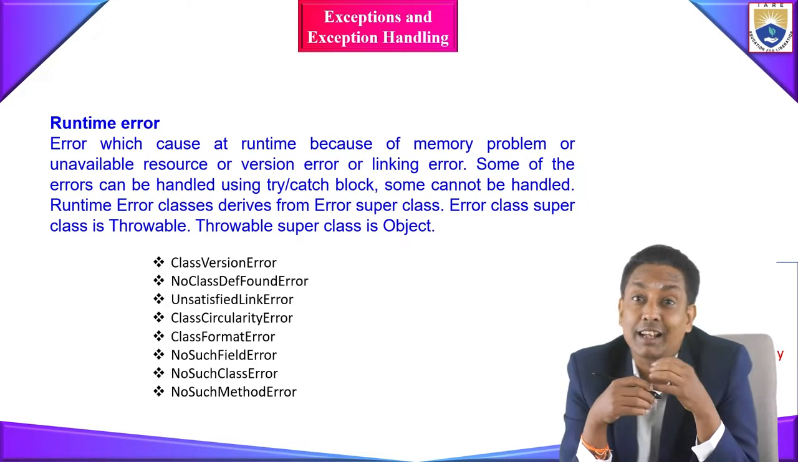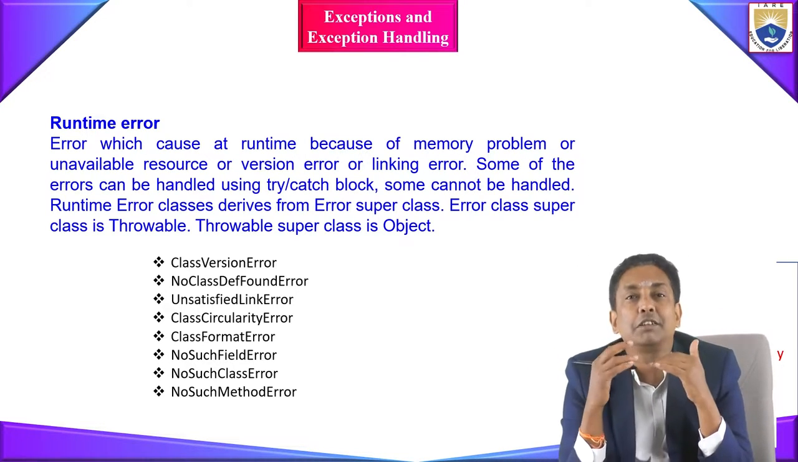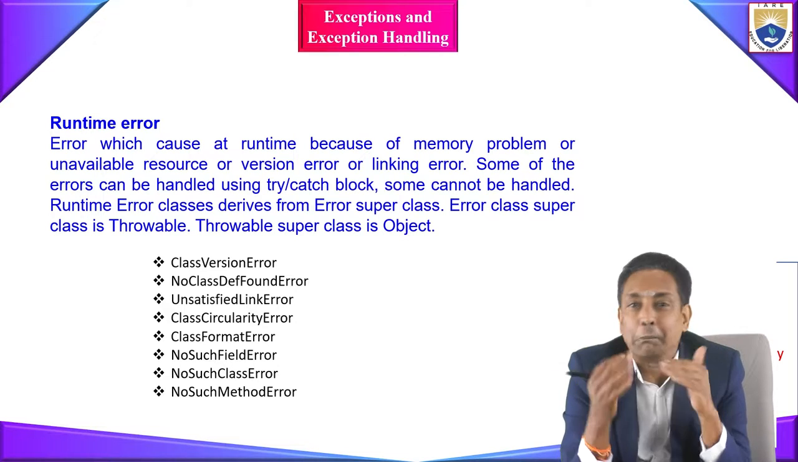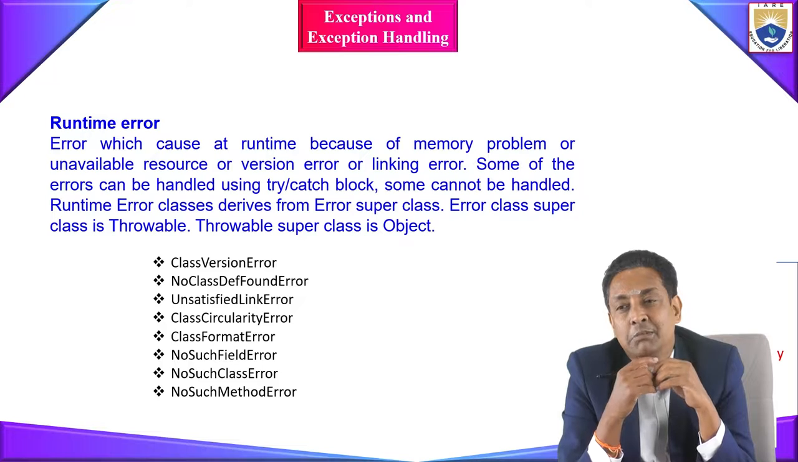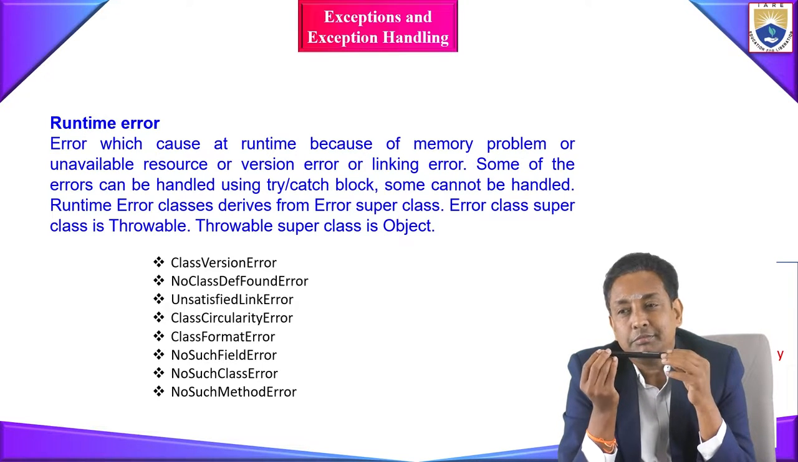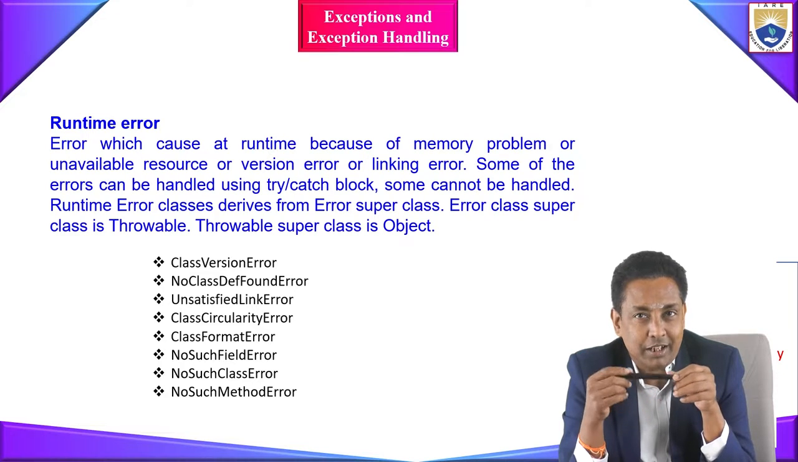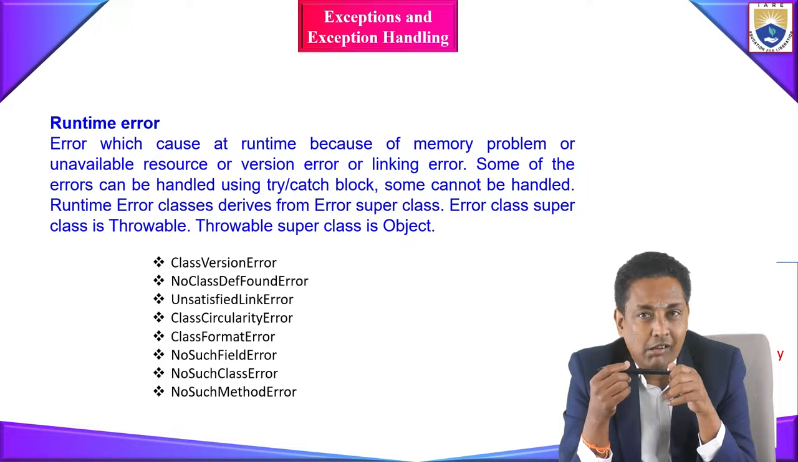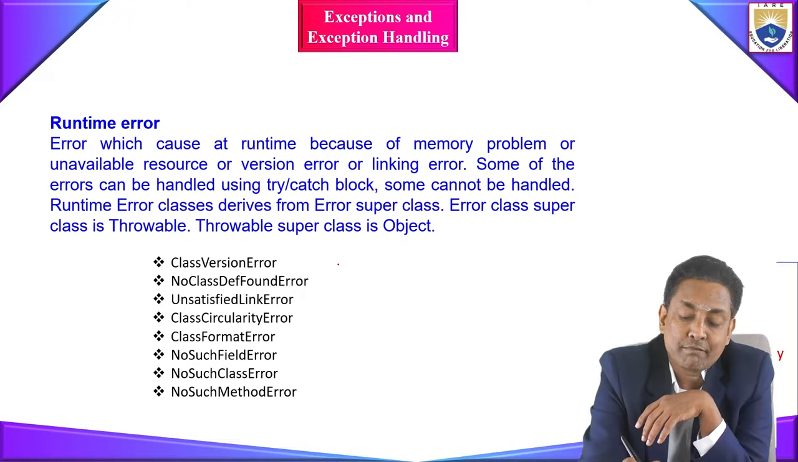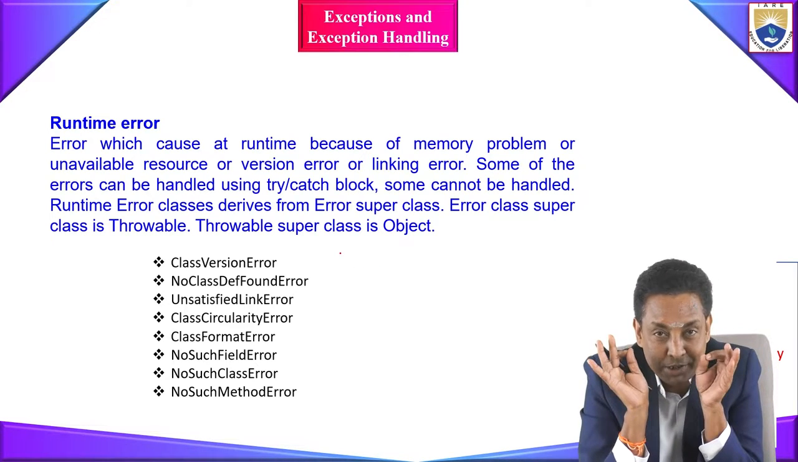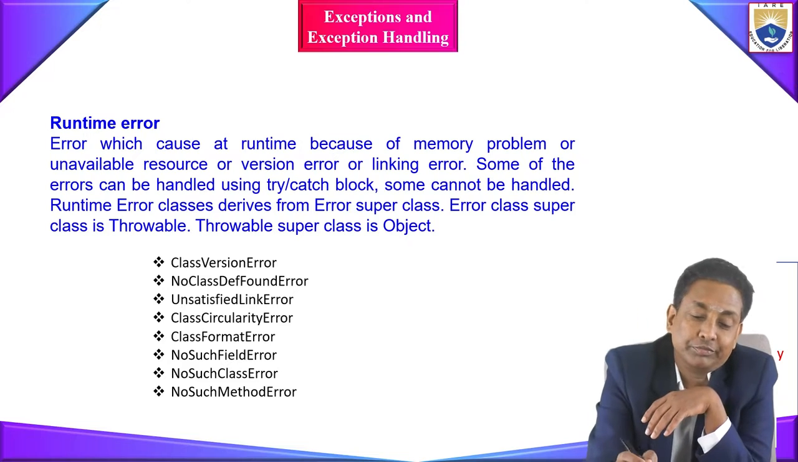How come an error is raised at runtime? In my knowledge, errors are always at compile time, but not at runtime, right? How come errors will come at runtime? There are some areas where this is absolutely a blunder that one should not do.